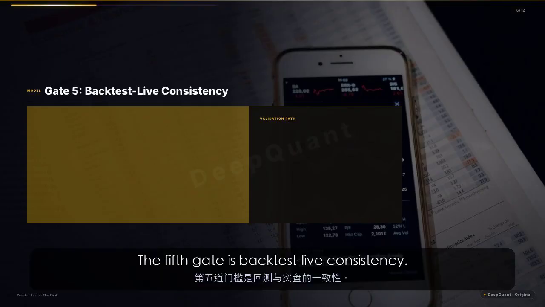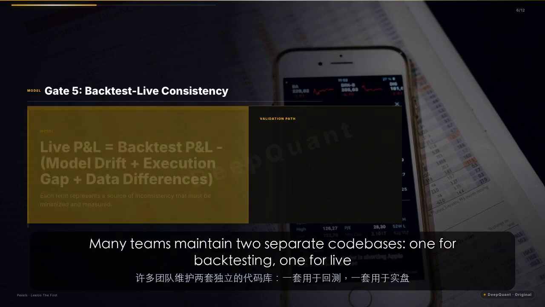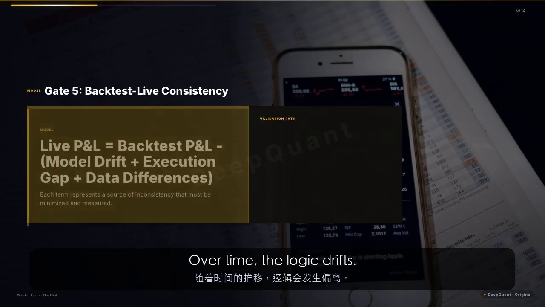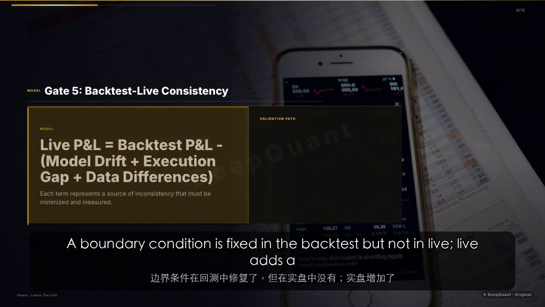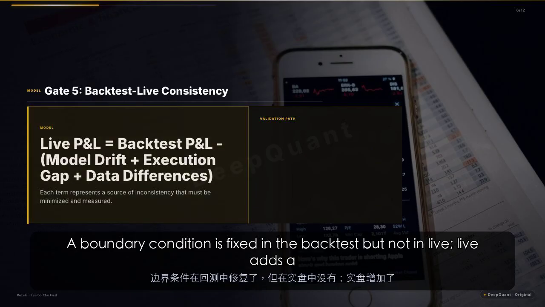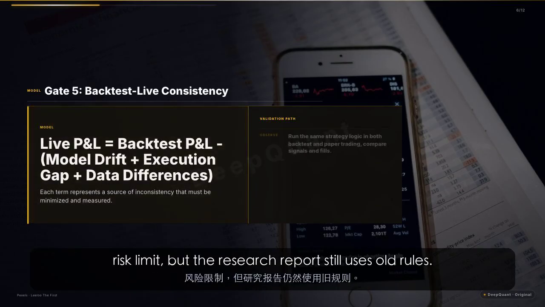The fifth gate is Backtest-Live consistency. Many teams maintain two separate codebases, one for backtesting, one for live trading. Over time, the logic drifts. A boundary condition is fixed in the backtest but not in live. Live adds a risk limit, but the research report still uses old rules.